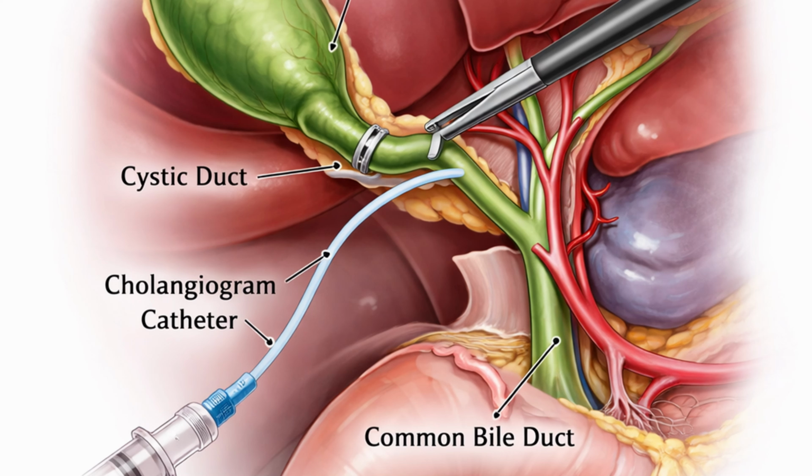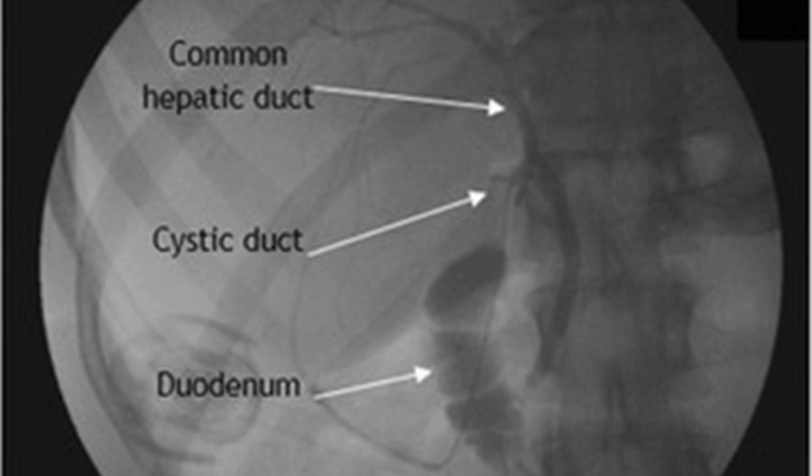Here's an AI rendered image of an IOC. It's not the best image, obviously, because it's AI, but you can kind of get an idea of how the cholangiogram enters into the cystic duct in order for the contrast to be flushed inside the biliary tree. Here's an image from an IOC. You can see all the different structures, and you can see that the duodenum is illuminated, and so we can be certain that there's no stone within the common bile duct.